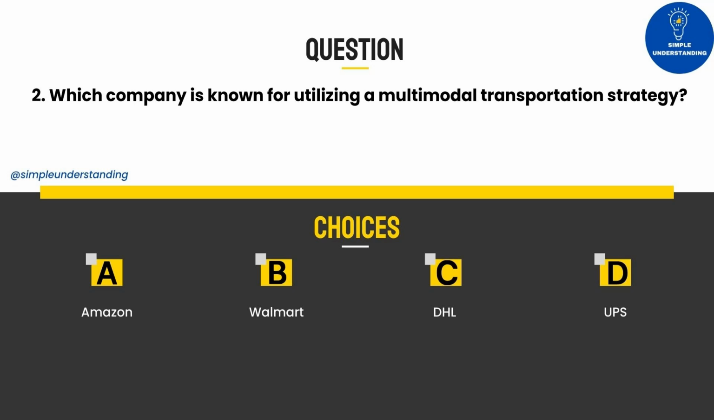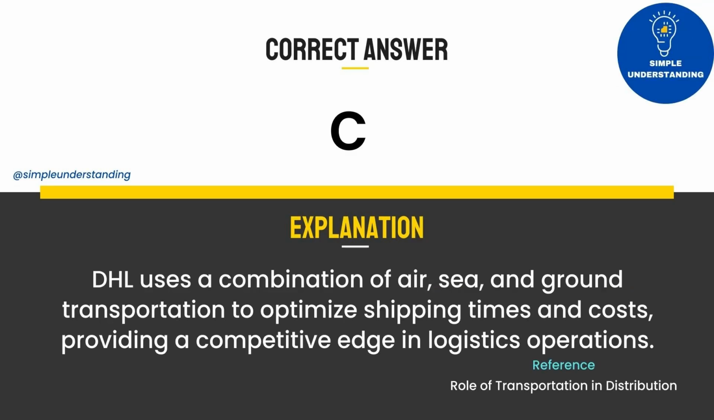2. Which company is known for utilizing a multimodal transportation strategy? A. Amazon. B. Walmart. C. DHL. D. UPS. Correct answer. C. Overall explanation. DHL uses a combination of air, sea, and ground transportation to optimize shipping times and costs, providing a competitive edge in logistics operations.